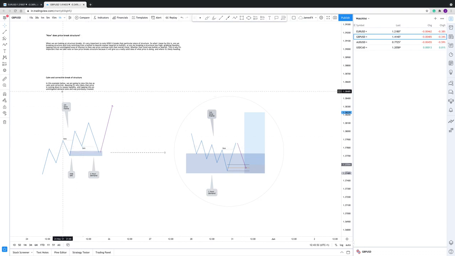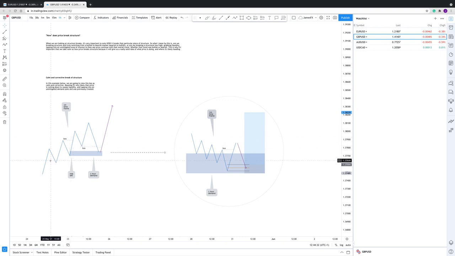So what we're going to be assuming in this example is this move here is a calm and corrective break of structure, meaning there's not much momentum behind it. It's just a breaking structure with corrective and low momentum candles. So we're going to view this as a calm and corrective breaking structure, meaning it's very likely that price is coming down to sweep liquidity and tap into an unmitigated demand zone that was previously created.